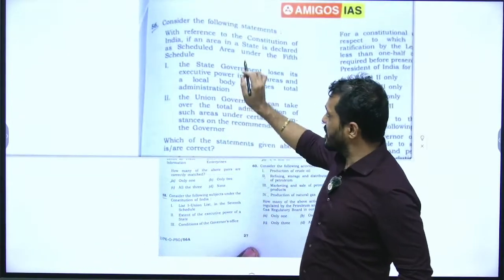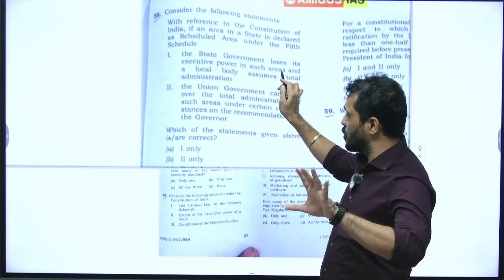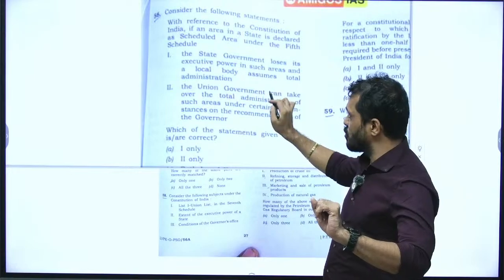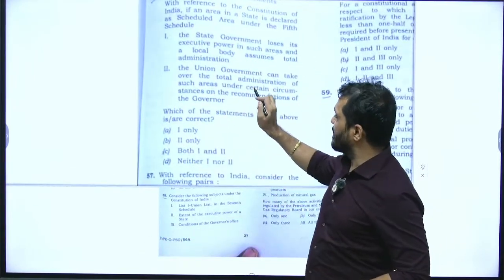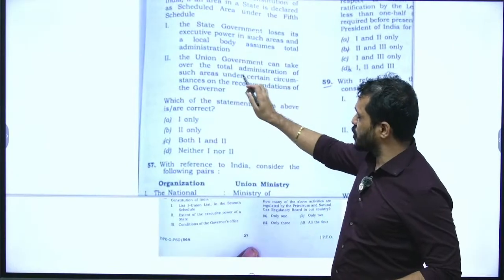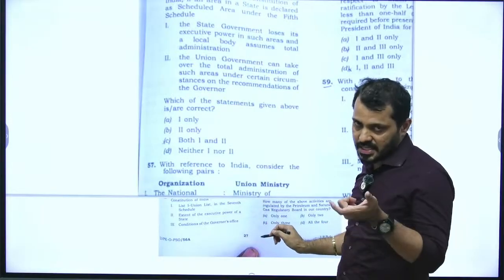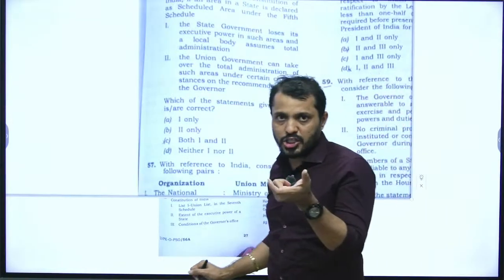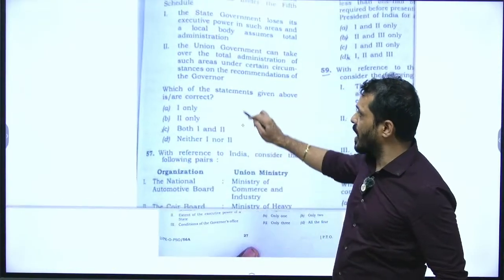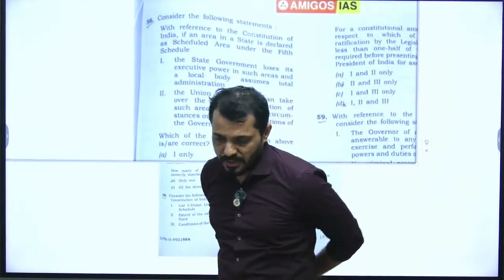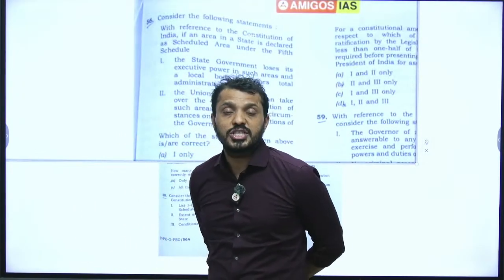Now listen, regarding the scheduled areas, the state government doesn't have any executive power in those areas. Local body assumes the total administration. It is right. Okay, the union government can take over the total administration of such areas under certain circumstances on the recommendation of the governor. Yes, the central government can take administration of those areas on the recommendation of the governor. So that is the reason both 1 and 2 are right. Regarding question number 56, the answer is 2. Both 1 and 2 are right. This is about the scheduled areas.